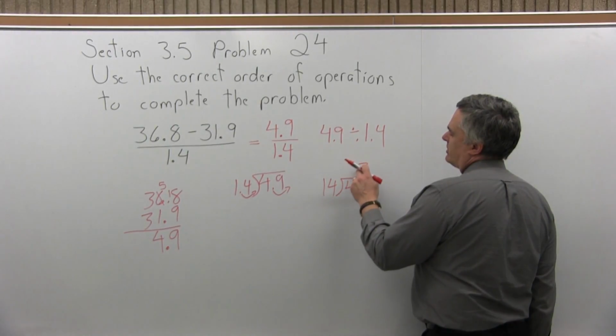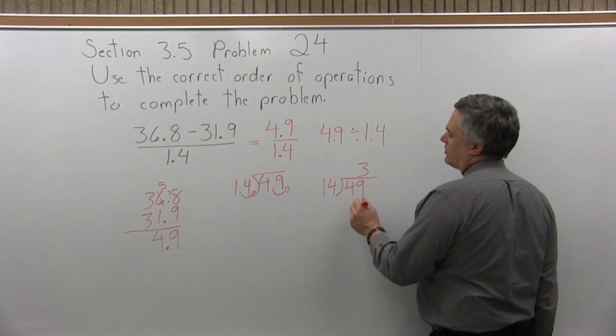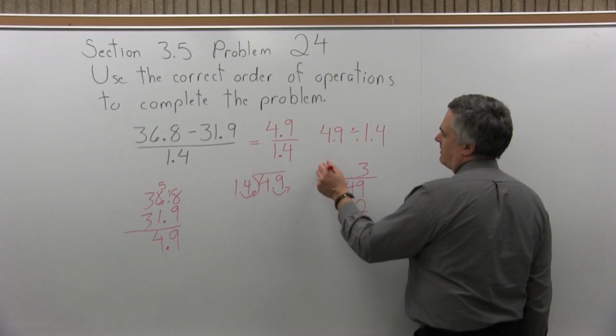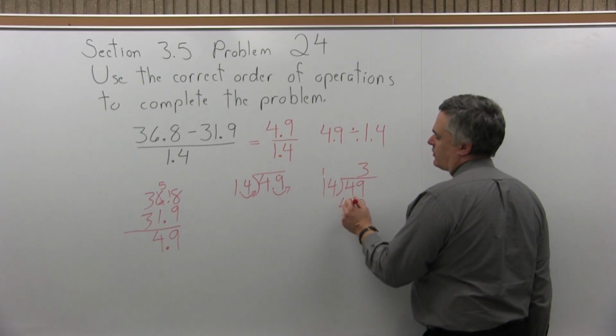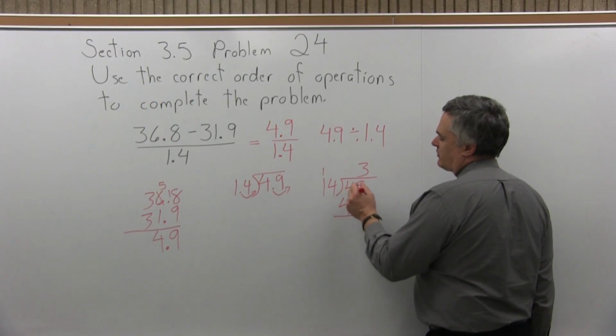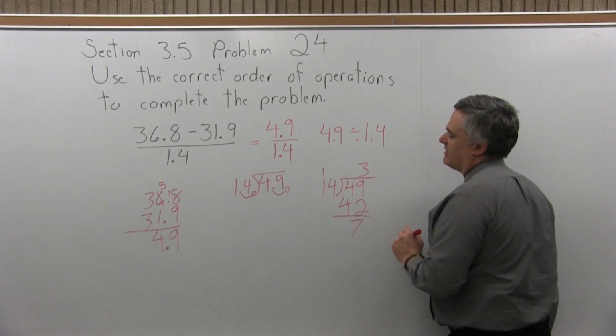3 will get me pretty close. So let's do 3 times 4 is 12. Write the 2, carry the 1. 3 times 1 is 3. 3 plus 1 more is 4. So that is pretty close. So 49 minus 42 is 7.